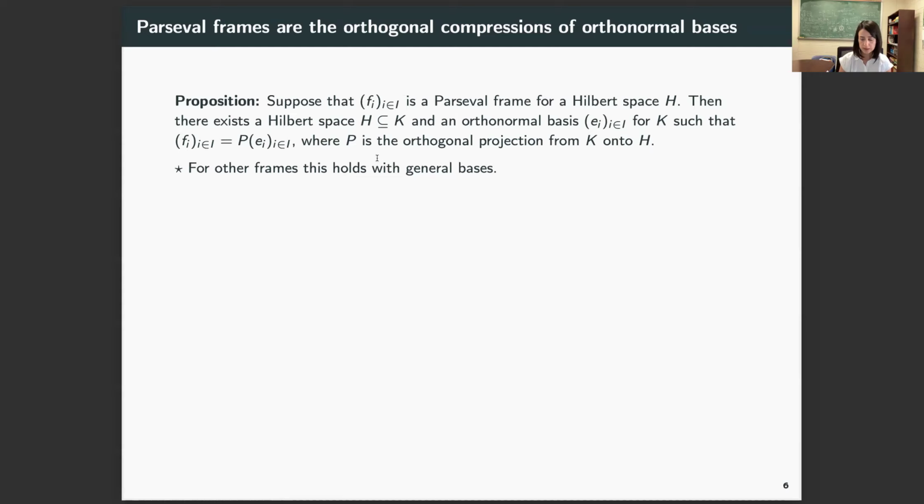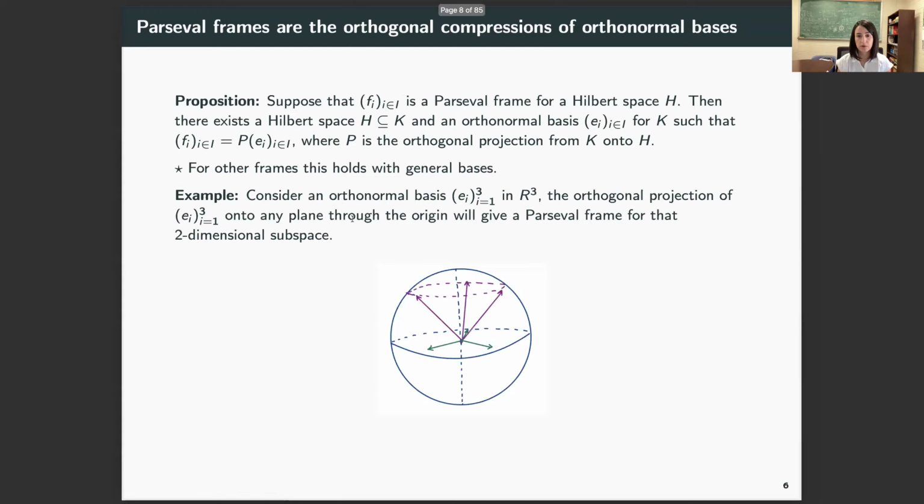We can think of an example in R3. If you have an orthonormal basis e_i, and you use orthogonal projections to project it onto a plane that passes through the origin, these green vectors are going to be a Parseval frame for me. This nice property gives me a lot of tools: I can go from the orthonormal basis projected into a lower dimension and have a nice Parseval frame.